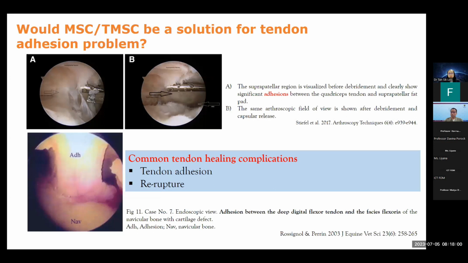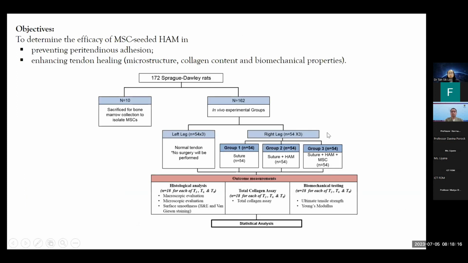Next, MSC or TMSC-based solutions for the tendon adhesion problem. One of the common tendon healing complications is adhesions and also rupture. So with that, we further studied the efficacy of MSC-seeded biomaterial, and in this case we use the human amniotic membrane as a biomaterial, and the MSC-seeded membrane is used to treat the tendon in an Achilles tendon model in SD rats.